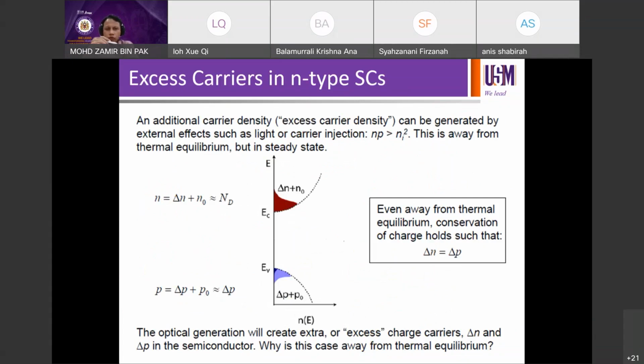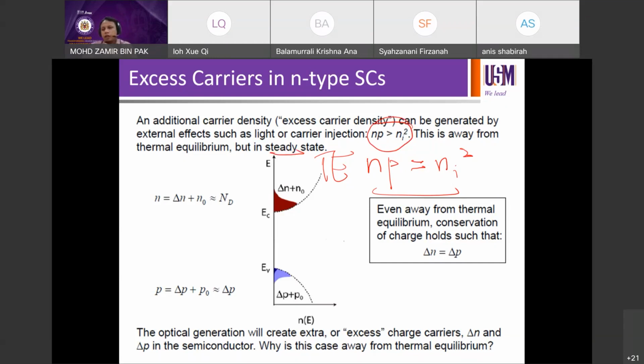Recall that when you talk about thermal equilibrium, your n times p is equal to ni squared. Okay, thermal equilibrium condition. However, when you talk about excess carriers, you are skewing the majority carriers to one side. Either you have more holes or more electrons. And that makes your np more than ni squared. This is away from thermal equilibrium condition, but still in steady state.